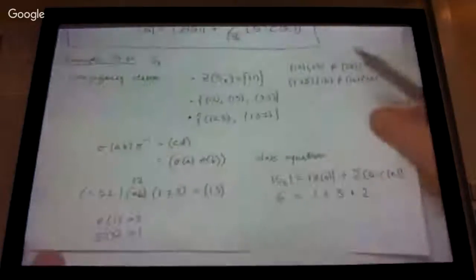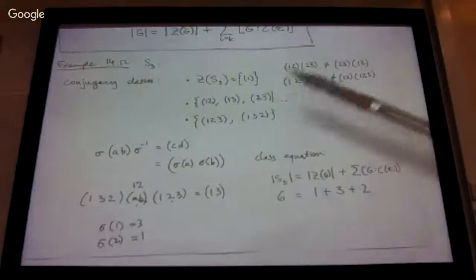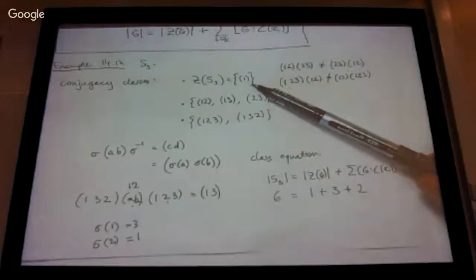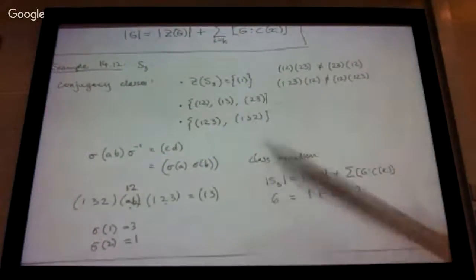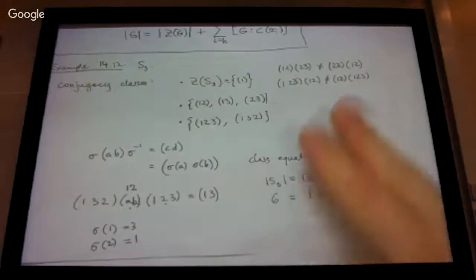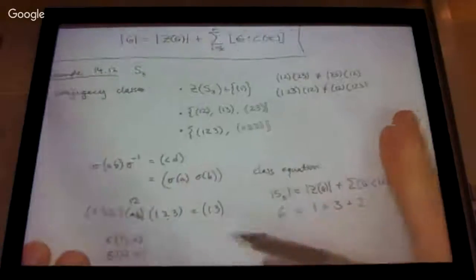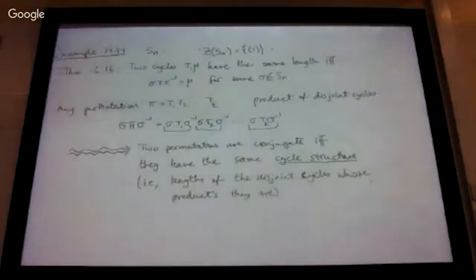For example, these are all the cycles of length 1. These are all the cycles of length 2. These are all the cycles of length 3. There's nothing else in S3.